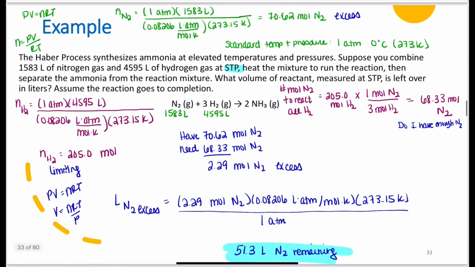I ended up with 3 sig figs because the subtraction here gave me 3 sig figs. So I'd have 51.3 liters of N2 remaining at the end of the reaction.